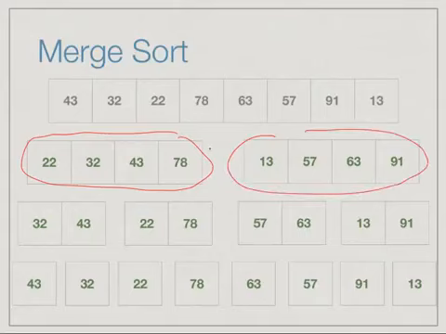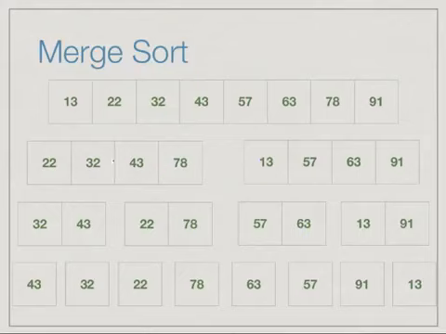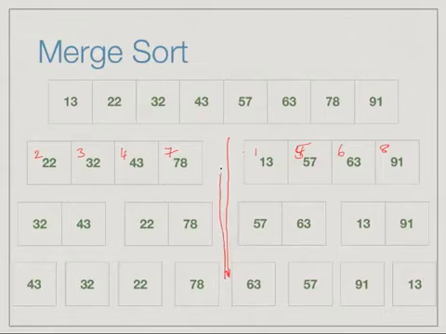Right? So after doing these 2 merges, we have now 2 lists of length 4, each of which are sorted. And now we will end up picking from this 13, and then we'll pick 22, and then we'll pick 32, and then 43, then 57, then 63, then 78, and then 91. Right? So this is how this recursion goes. You first keep breaking it up down till the base case, and then you keep combining backwards using the merge.